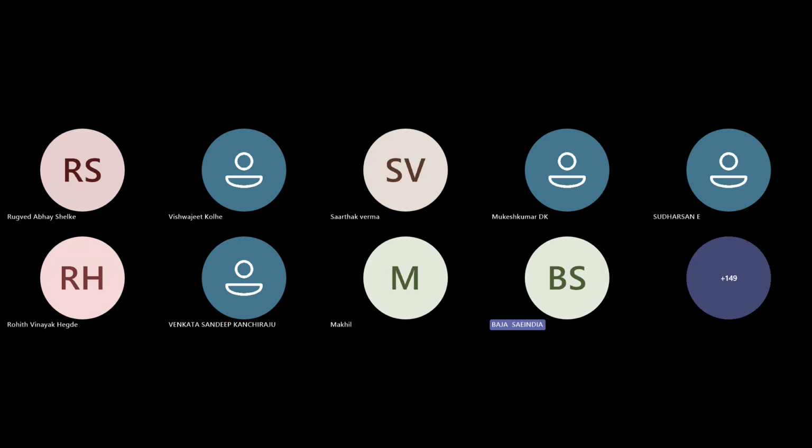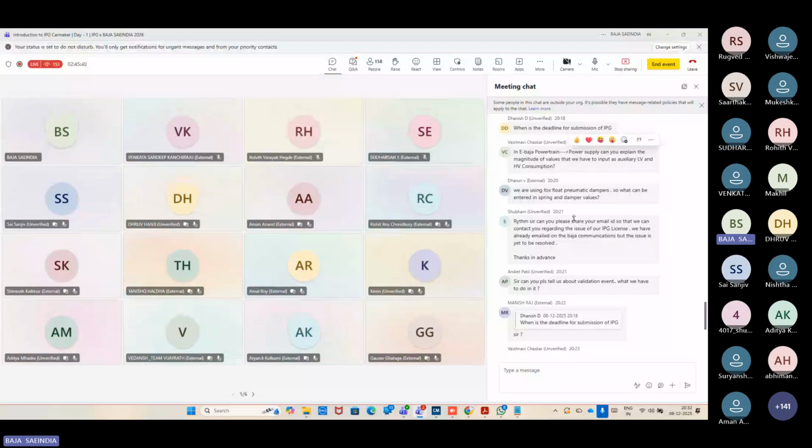We have to input as auxiliary. For power supply, can you explain the magnitude of values that we have to input as auxiliary LV? Okay, fine. For configuring your parameters with the LV system, you have to go to the LV section, powertrain system over here.